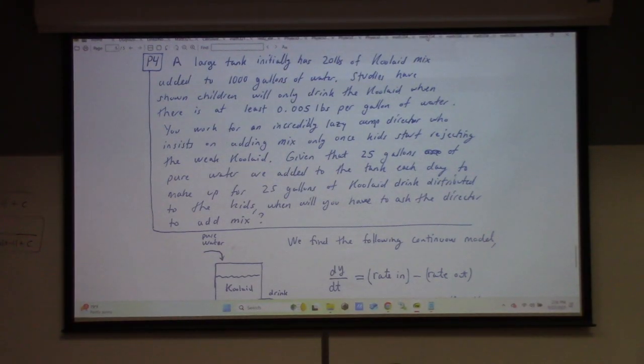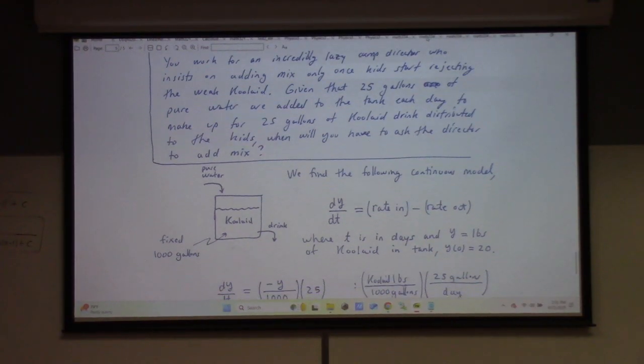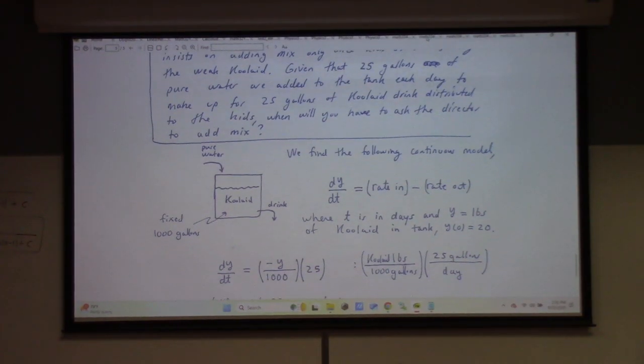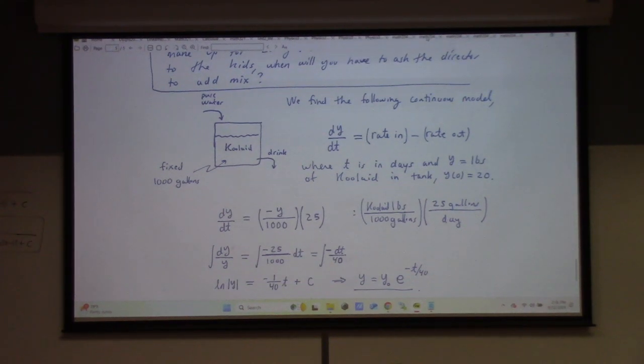So this one is just a mixing tank problem. It's a lot of words, but there's really not much here. Basically, the point is you set dy/dt equal to rate in minus rate out. And so y divided by 1,000 gives you the concentration of Kool-Aid when there's y pounds in the 1,000 gallons.